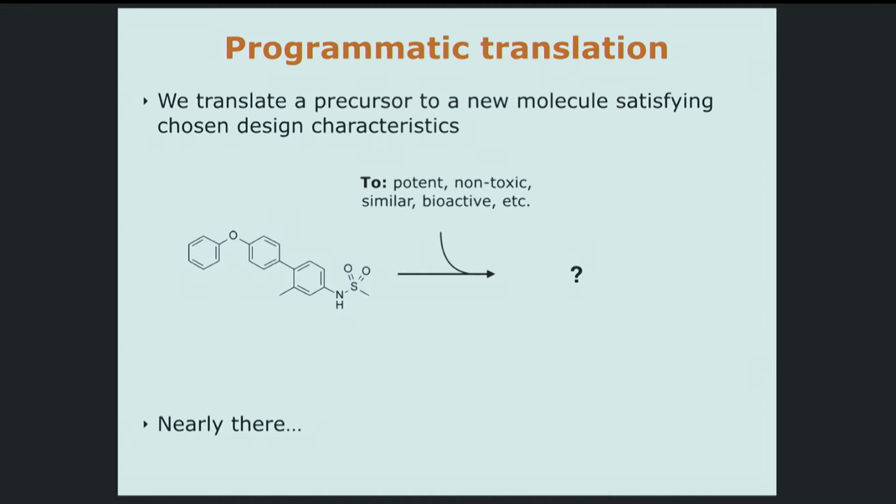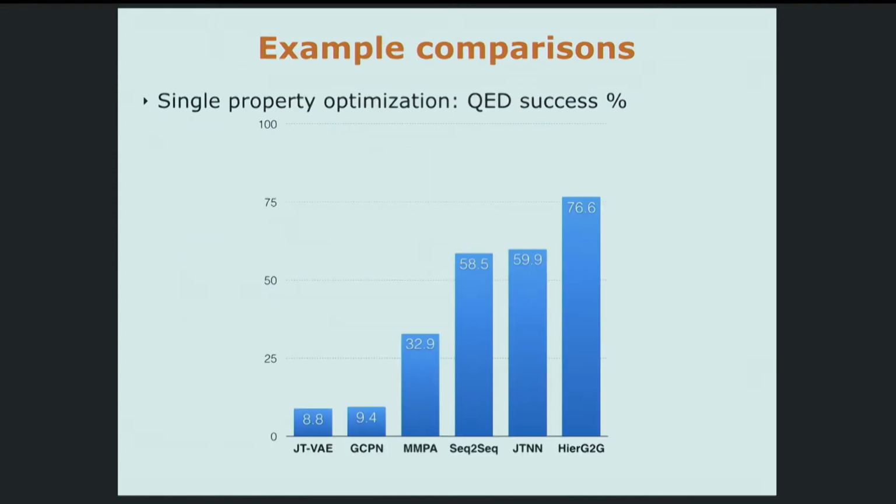Okay. Now, how well can this possibly work? So let's see some examples of how well this works. So here, let's start with a very simple scenario where I have just a single criterion that I want. Analogous to translating just an English sentence to a Spanish sentence. So I'm giving a single criterion, and here it's just drug likeness. So I have a precursor molecule. I want to turn it into a molecule that's more like a drug in terms of the statistical characteristics of that molecule.